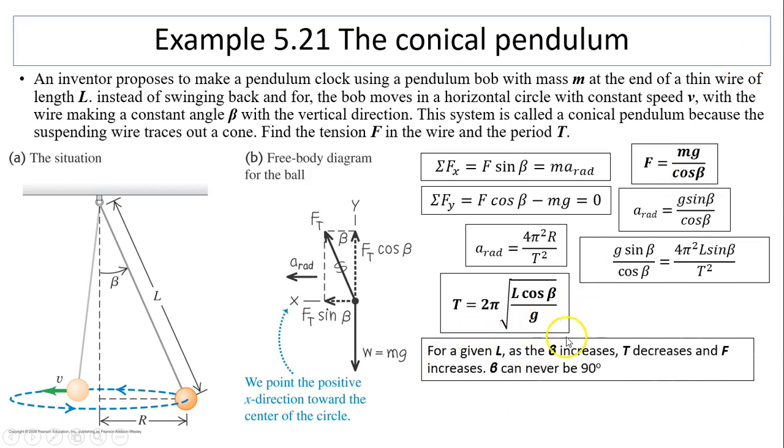So from this result, we can figure that for a given L, as beta increases, cosine beta decreases. That means T would decrease. As a matter of fact, if the pendulum starts like this, it will go much, much faster than this way, with a small beta. On the other hand, as beta increases, cosine beta decreases, so F will become very, very big. So beta can never be 90, because if beta is 90, F would be infinity and T would be 0.